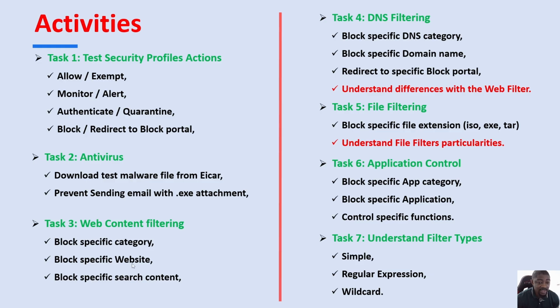We'll do web content filtering and DNS filtering. Then we'll do a check to understand the difference between web content filtering and DNS filtering, because sometimes they look the same and people don't really know in which of the security profiles they should do the settings, like blocking or preventing some content. Then if we have much time, we'll continue with task 5, 6, 7 and the other tasks that we have here.